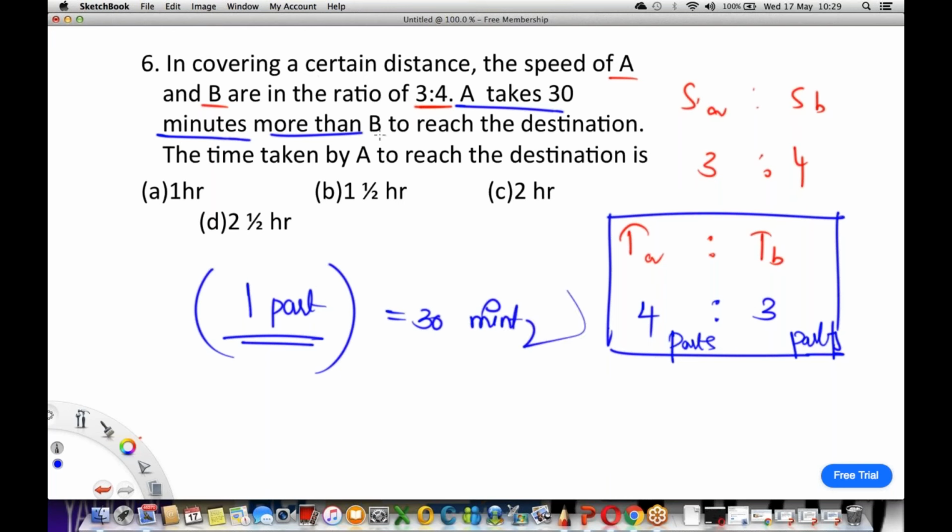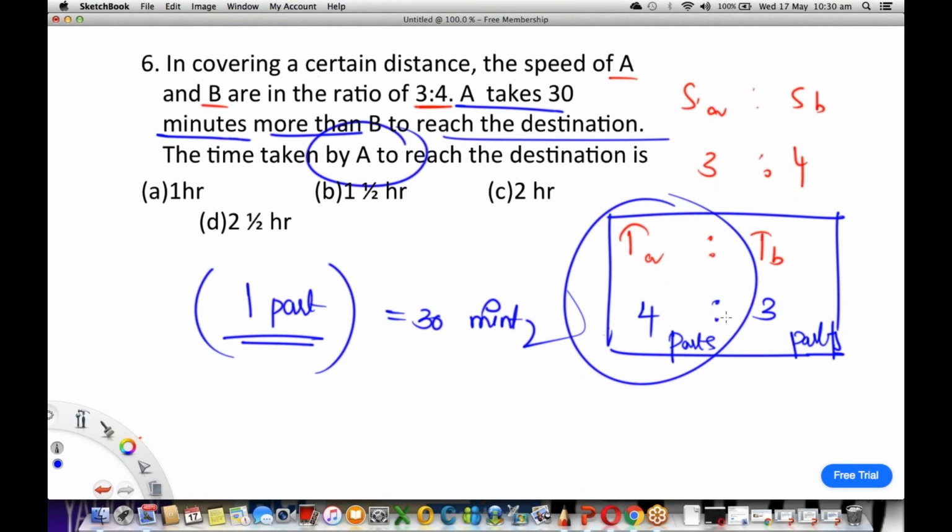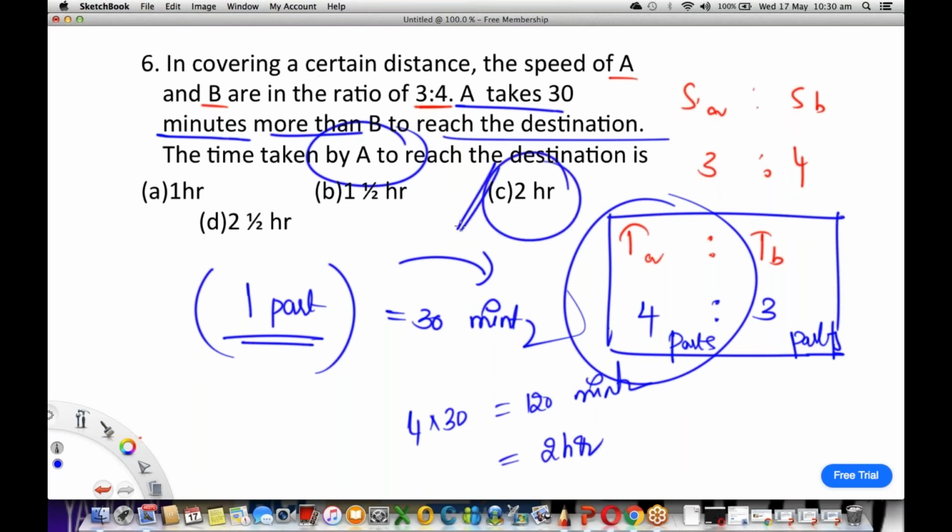So the time taken by A to reach the destination is what is asked. So time taken by A is nothing but 4 parts. You know that 1 part is 30 minutes. 4 parts will be 4 times 30 minutes. That is nothing but 120 minutes. But my option choices are given in hours. I know that 60 minutes is 1 hour, so 120 minutes will be obviously 2 hours. You can fix your answer choice as option C. So very simple ratio related concept. I think it's clear.